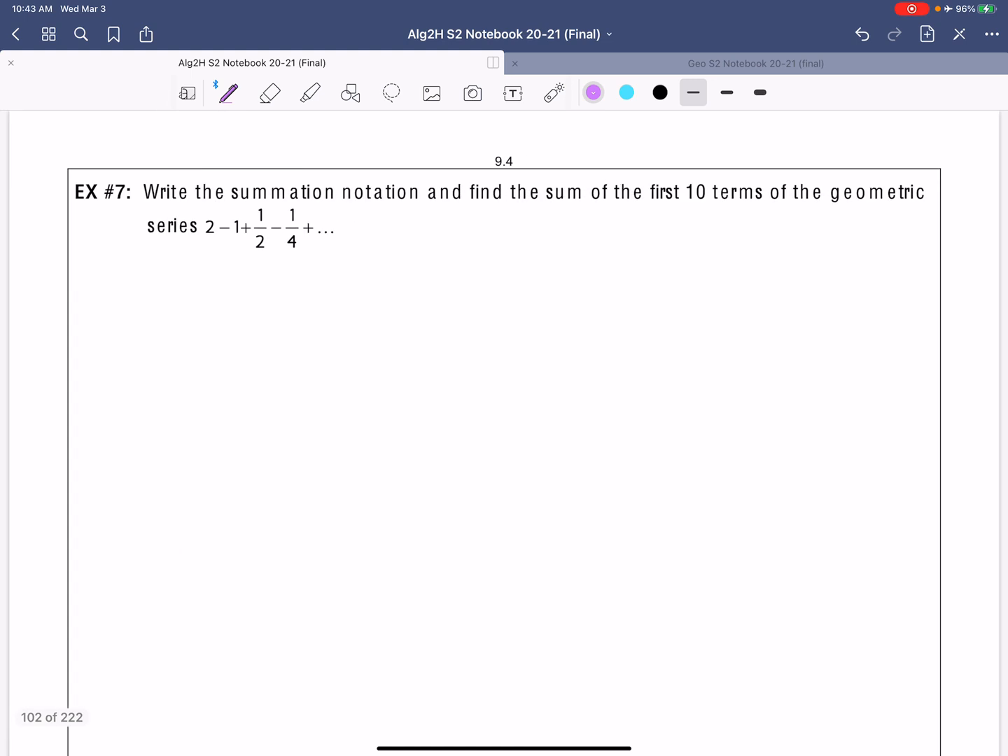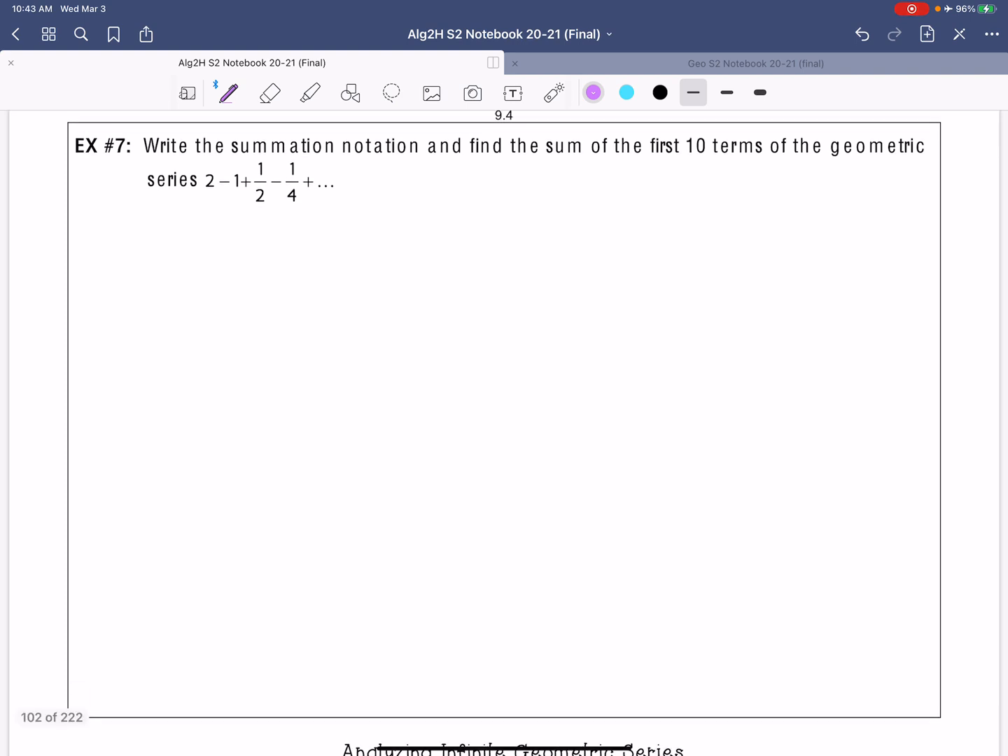Number 7: write a summation notation and find the sum of the first 10 terms of the geometric series. I want you to go ahead, pause the video, and see if you can write your own summation notation here. Okay, the first thing you should have done is written a rule. My rule was a_n equals 2 times negative 1/2 to the n minus 1 power. I'm going to point this out because I see kids do this all the time. People want to multiply these together. You cannot multiply these together because this one has an exponent. You can't combine them, but I see students do it every year, so do not combine those.